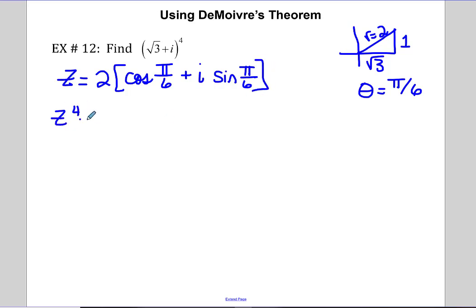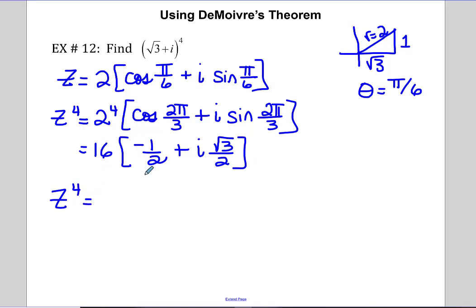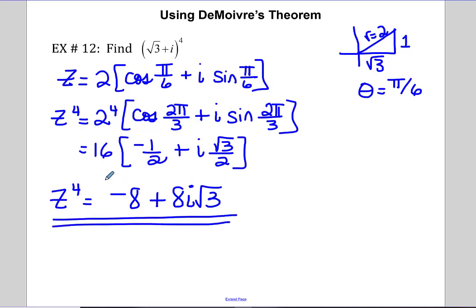So z to the 4th power is 2 to the 4th, which is 16. And we're multiplying 4 times pi over 6. So that becomes 4 pi over 6, or 2 pi over 3. And cosine of 2 pi over 3 is negative 1/2. And then the same thing with the sine of 2 pi over 3 is going to give us the square root of 3 over 2. So getting our z to the 4th power is 16 times negative 1/2, so negative 8 for the real part, and 8i radical 3 for the imaginary part. So this is our standard form for raising that complex number to the 4th power using DeMoivre's theorem. We had to convert to polar form to know what to do, right? We needed the angle and we needed the modulus.